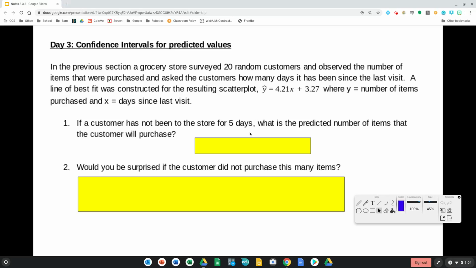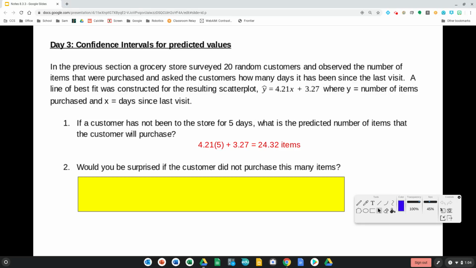Well, if they've not been to the store for 5 days, then 5 is going to be our X value. So substituting that into our linear regression equation, it would just be 4.21 times 5 plus 3.27, which is 24.32 items. So our prediction would be 24.32 items.